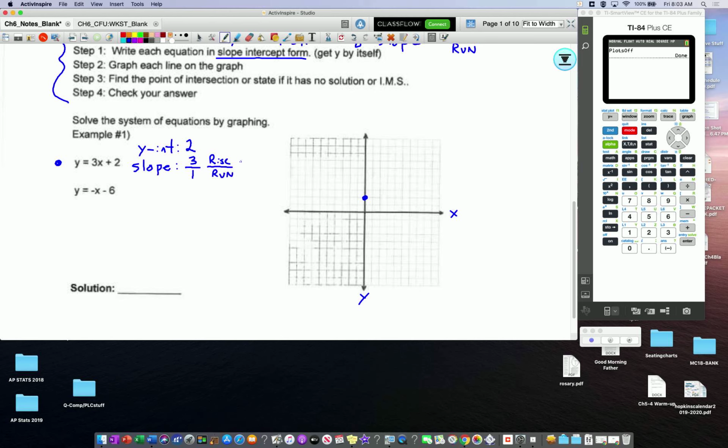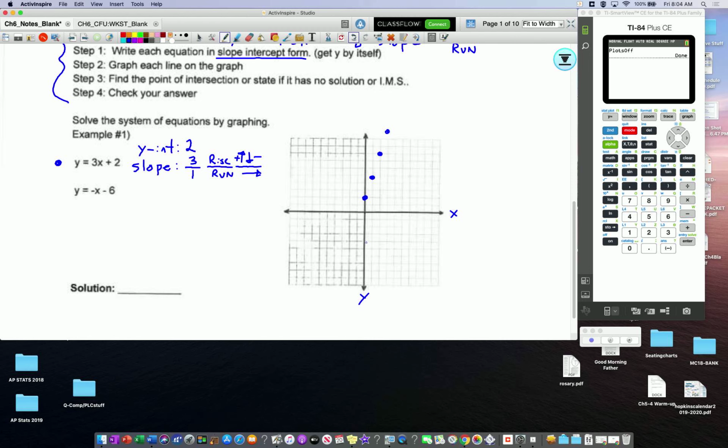Remember, this is how much I go up if it's positive, down if it's negative, and how I run, I go to the right. I run however many units it asks me to do. So in this case, I should rise 3 units while I run to the right 1 unit. So I rise 3, run 1, rise 3, run 1. I kind of go off the grid, I'll just graph it anyway.